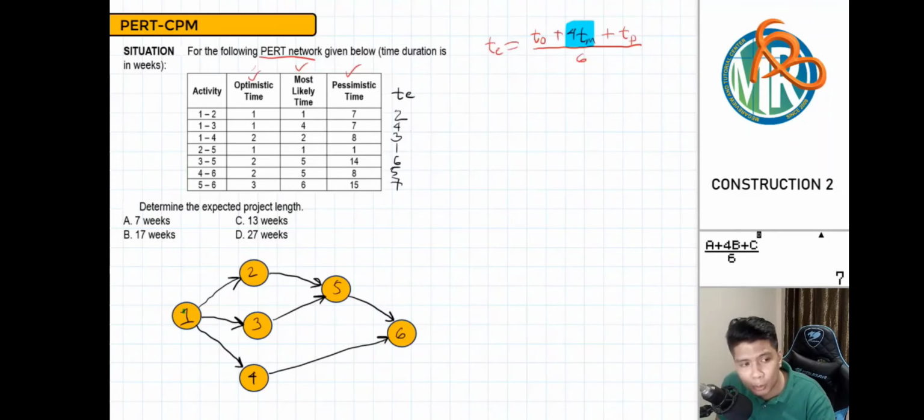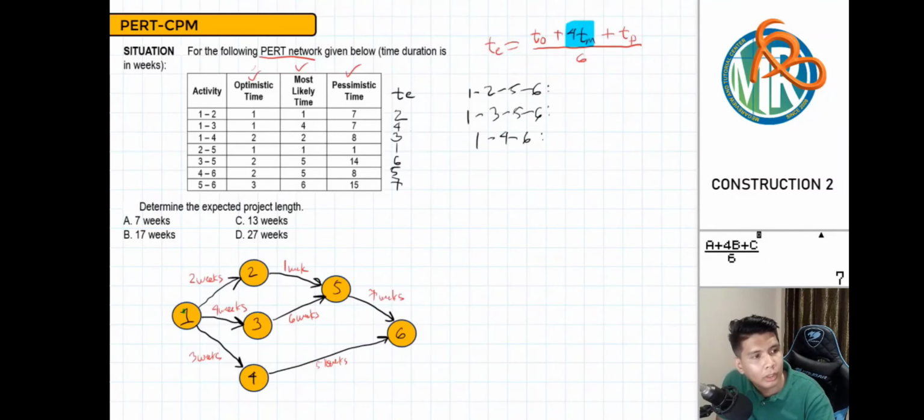So let's input the effective time duration per activity. So to find your expected project length, hanapin mo po yung pinakamatagal na path duration. So anong duration na magawa natin dyan? We can write 1, 2, 5, 6. Okay, we can also do 1, 3, 5, 6. And we can also do 1, 4, 6 duration. So ito yung first duration natin, ito yung pangalawa, ito yung pangatlo.